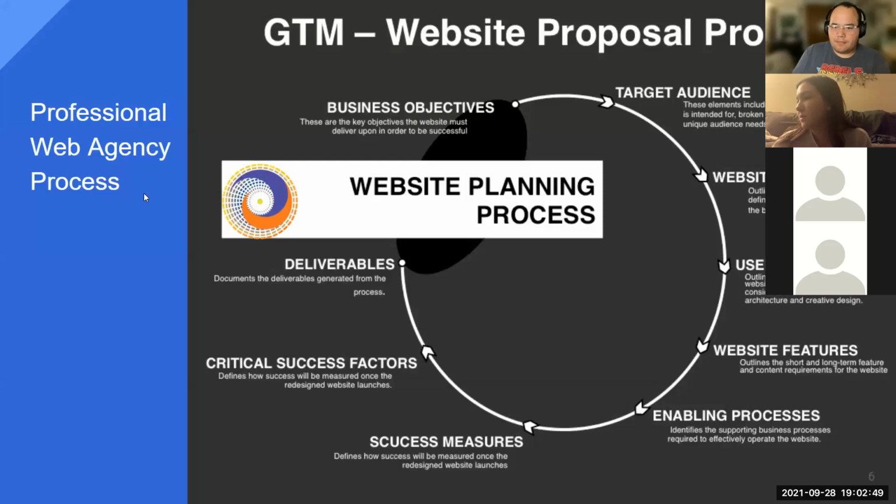So why we're talking about all of this: here is the website with the professional web agency process. And we think about business objectives first. You see what I see? Yes. Good. So business objectives, what are your business objectives? Who do you want to attract?